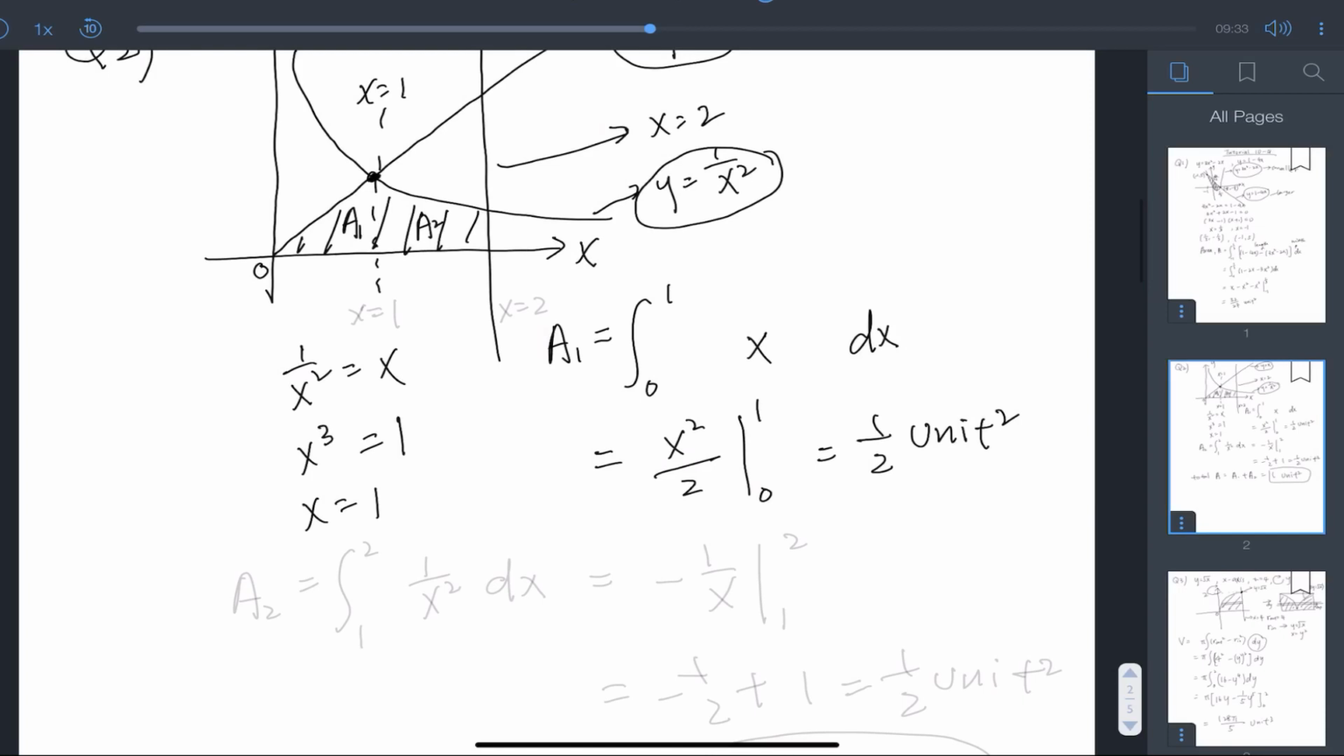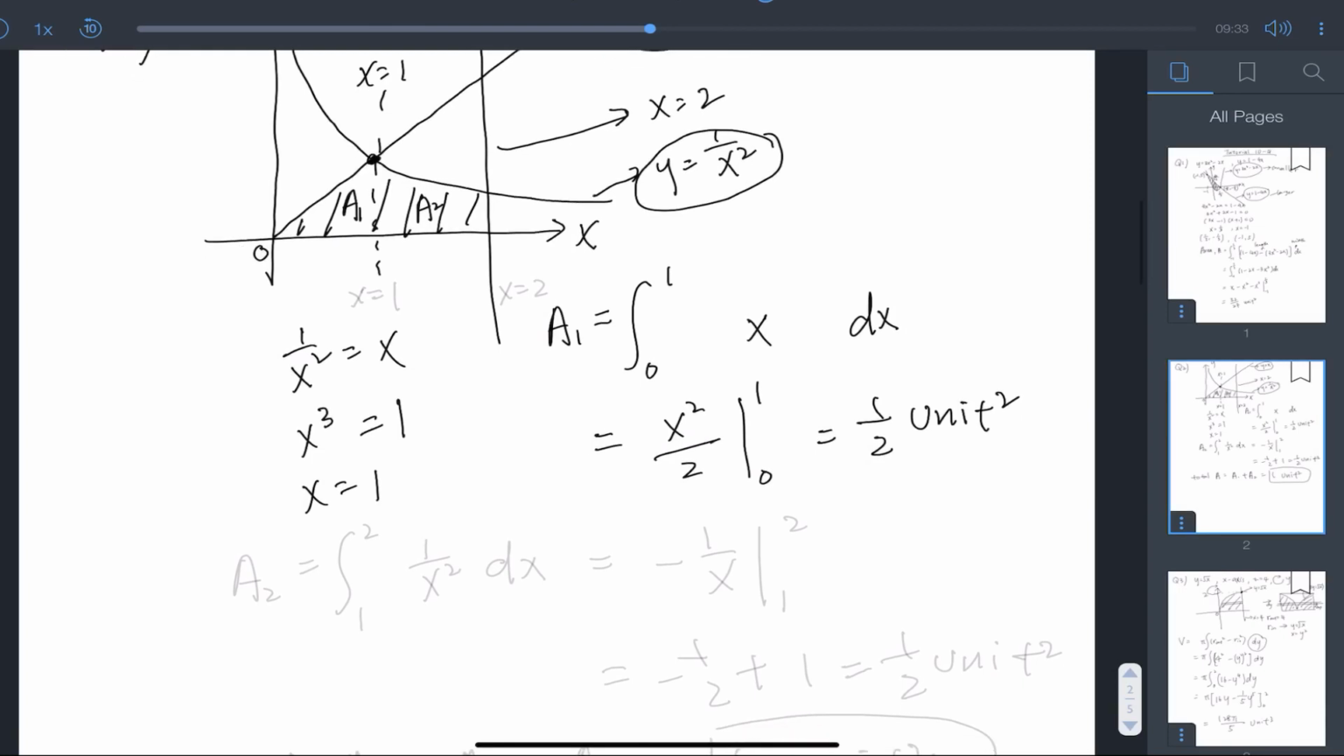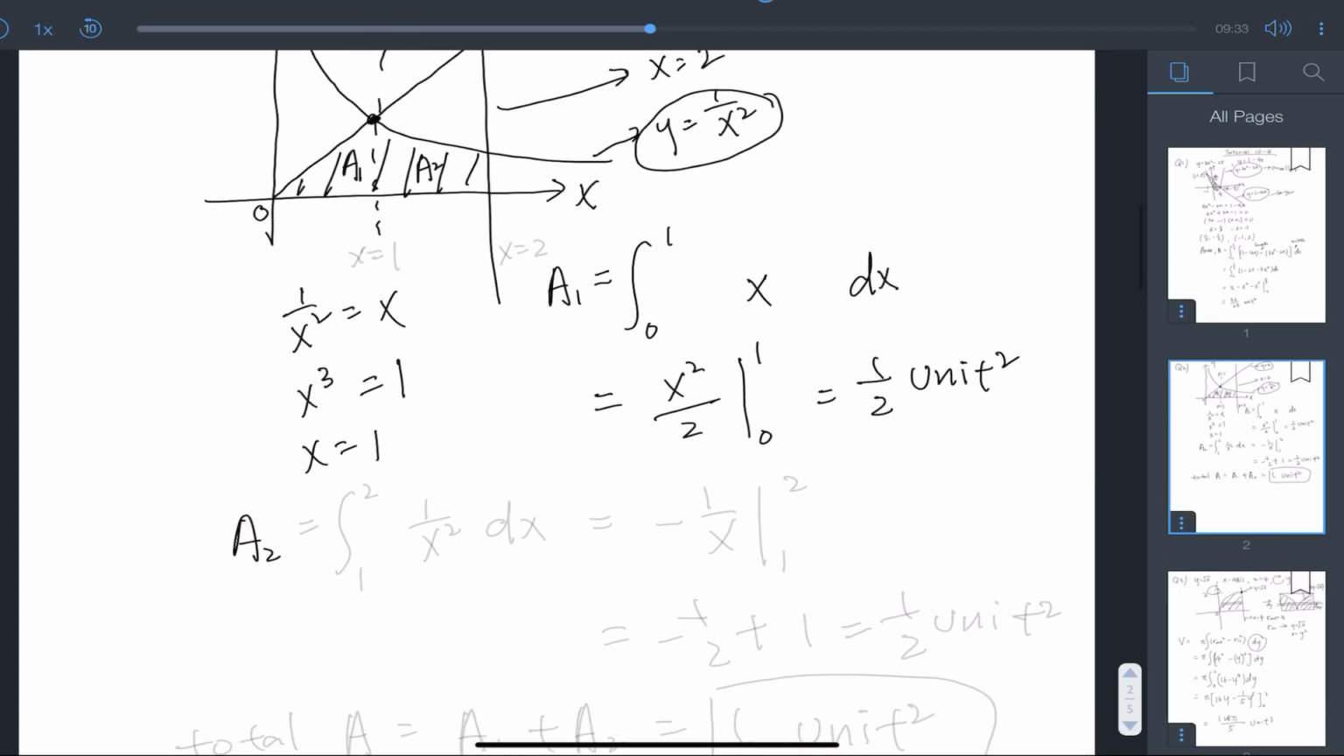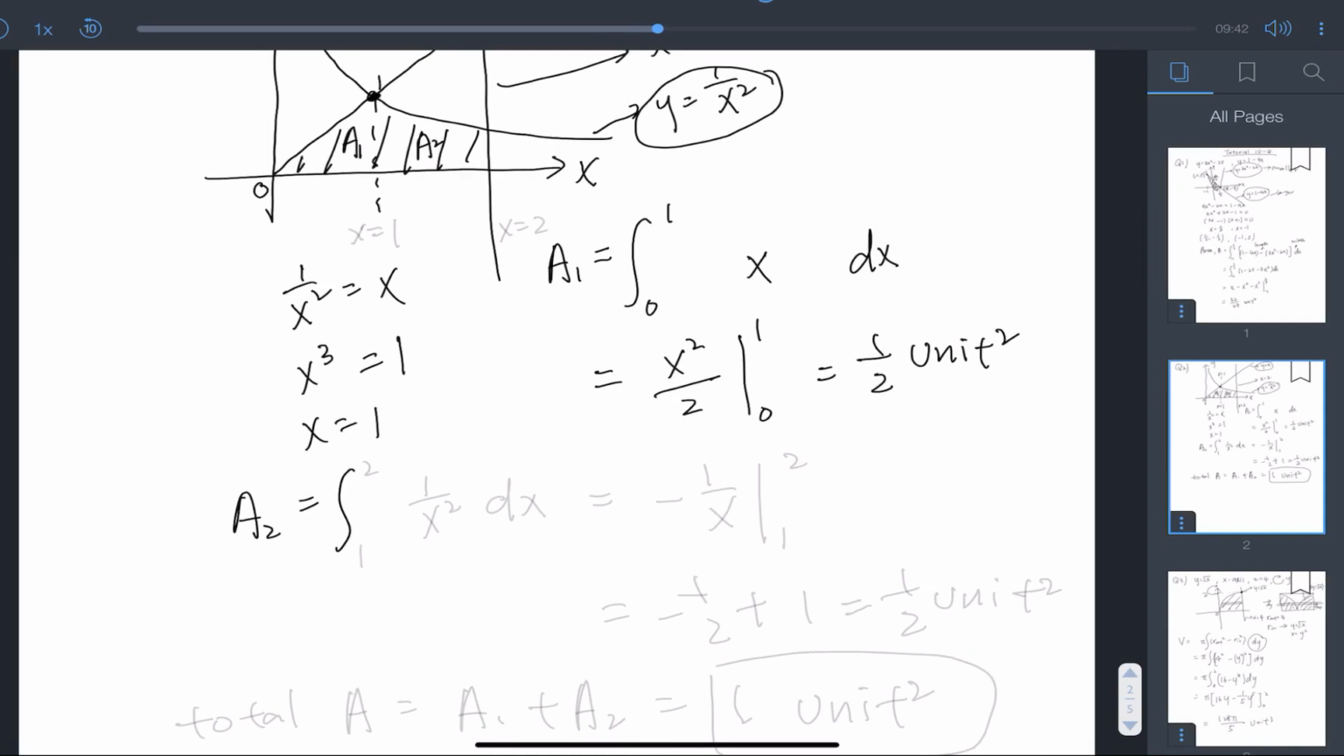How about area 2? Now let's form the integral for area 2. Area 2 is from x equals 1 to x equals 2. From 1 to 2, the bounded region is 1 over x squared dx. So solve the second integral, and you will get this.